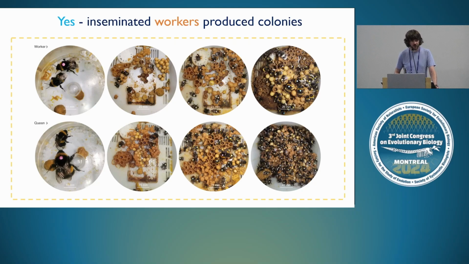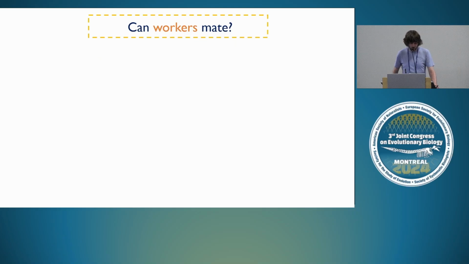However, the worker-produced colony is still able to produce sexuals, so a worker can produce queens. You can get your head around that. It took me a long time to do that too. Then this led to a follow-up question as well: can workers mate? It's all fine and dandy to show that they can be inseminated and produce offspring, but it raises a question of whether this could naturally occur.